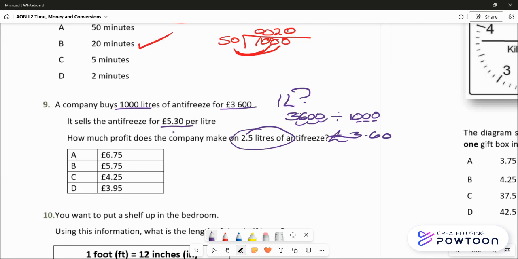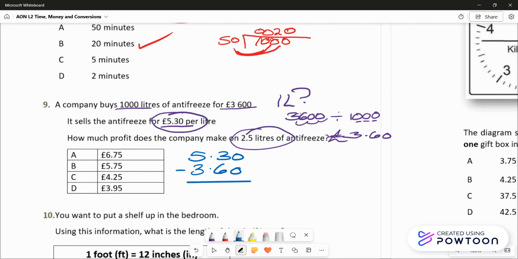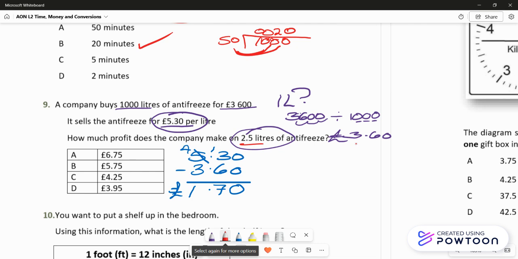So next, they sell it for £5.30 per litre. So we want to know how much profit they make on 1 litre. So take £3.60 away from £5.30. So we've got 0, 6 we can't take away from 3. So I borrow 1 off there, making that 4, and that's now 13 there, okay? 6 away from 13 is 7. 3 away from 4 is 1. So they're making £1.70 profit per litre, but we want to know the profit for 2.5 litres.